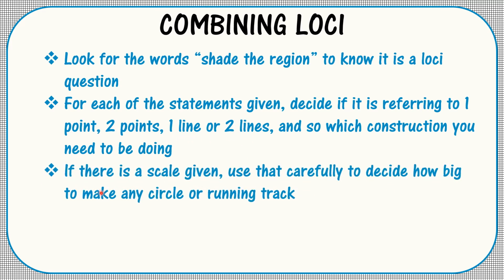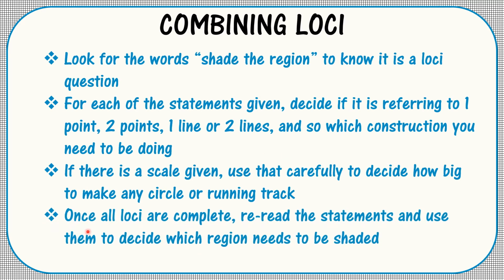The next step is if there is a scale given, use that carefully to decide how big to make any circle or running track. Generally it will say that 1 centimeter equals something meters, so make sure you take that into account. Once all loci are complete, reread the statements and use them to decide which region needs to be shaded. So remember, the question asks you to shade the region. So you need to shade something towards the end of the question.